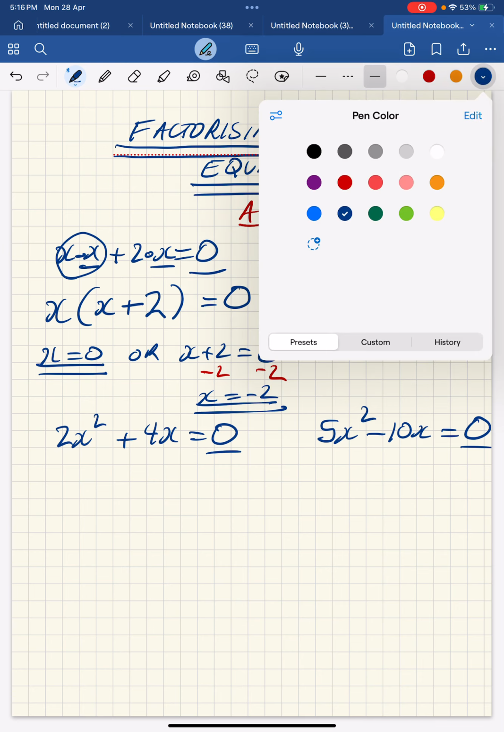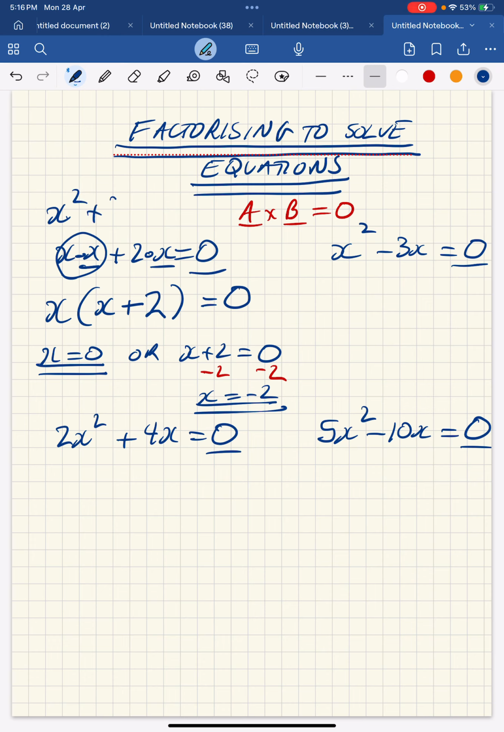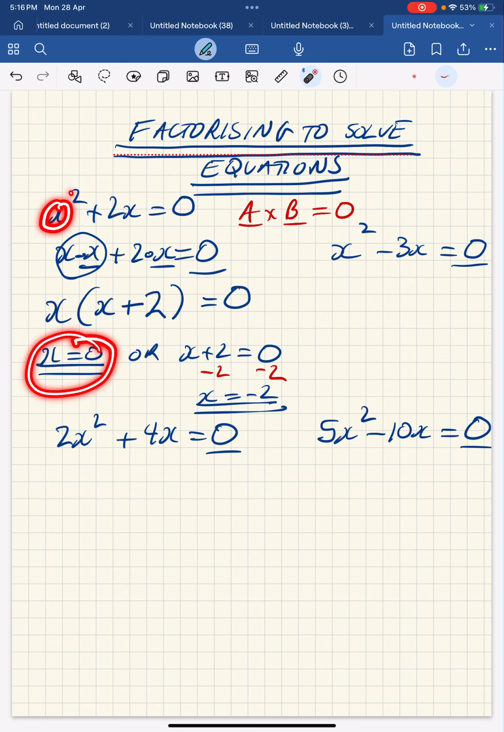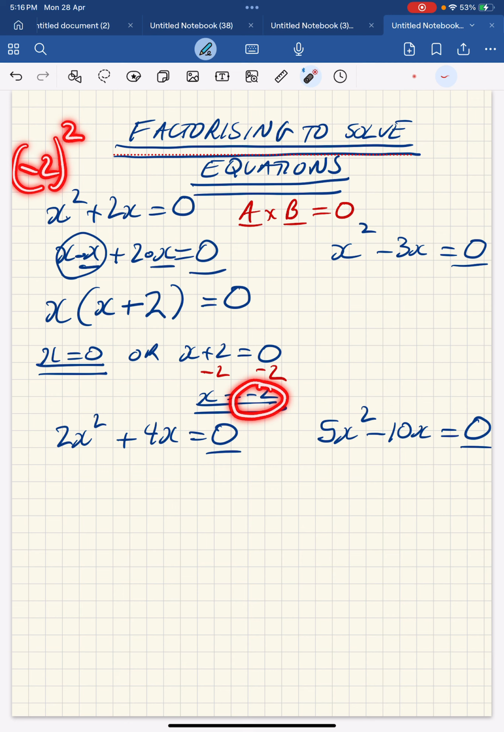Again, you can check both of those. The original equation was x squared plus 2x equals 0. And if I substitute x equal to 0 in here, this is 0 squared plus 2 times 0. Yeah, that's 0. If I substitute -2 in, that's -2 squared plus 2 into -2. You'll find this is 4 minus 4, which is also 0. Okay, so we've got two solutions.